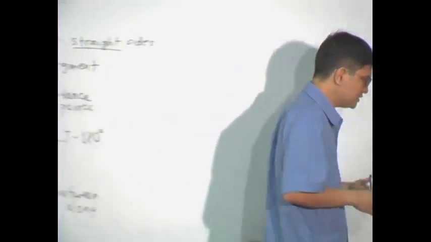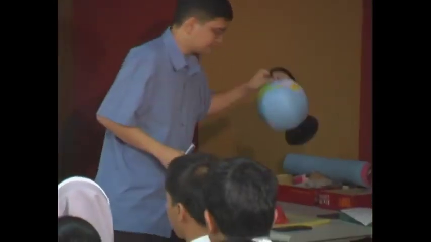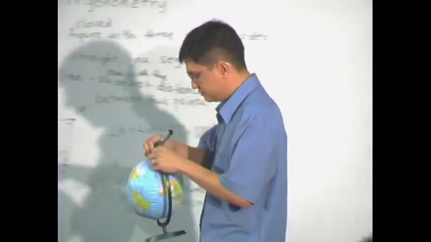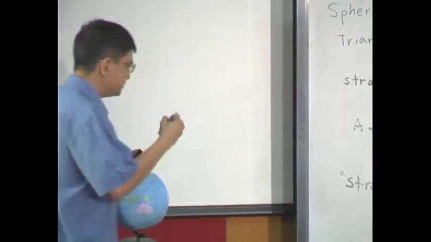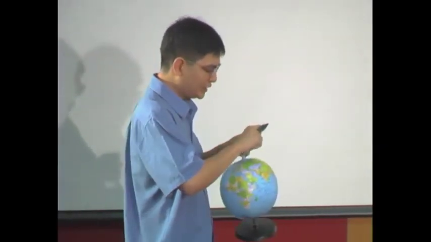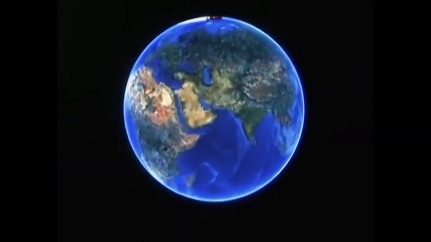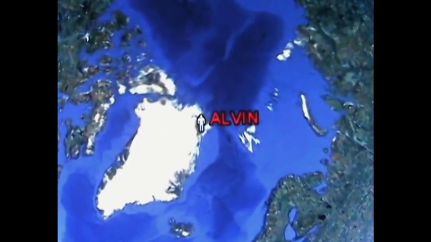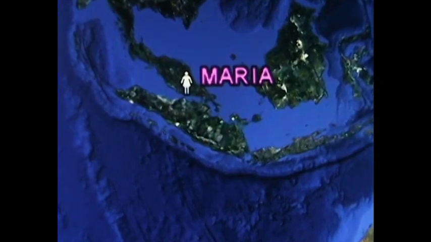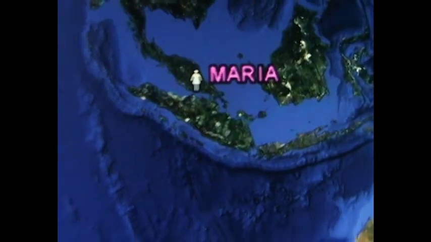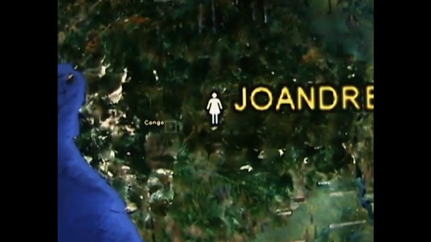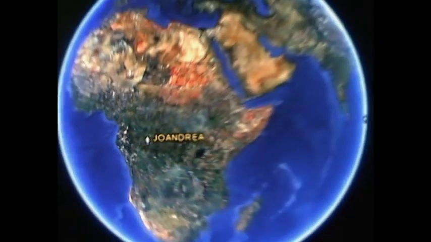Now, let's do something a little different. Let's say we bring Alvin to the North Pole. This is the North Pole, right? And let's say we bring Maria somewhere in Singapore. Ito si Singapore. And we put Joe Andrea somewhere in Africa, in Congo. Okay? It would be somewhere here.